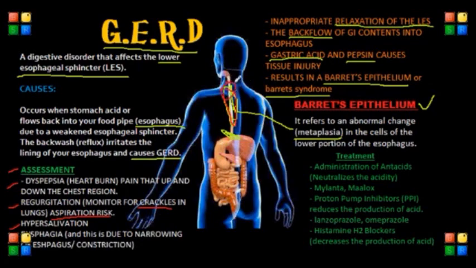Okay, now let's look at the treatment for our patient. We can administer antacids because they neutralize the acidity in the stomach, and examples could be Mylanta and Maalox. We could also give the patient PPIs or proton pump inhibitors, and this reduces the production of acid. Main drugs that you might encounter in the NCLEX can include lansoprazole and omeprazole. Lastly, another group of drugs that we can give our patients are histamine H2 blockers. And again, these can also help decrease the production of acid in the stomach.